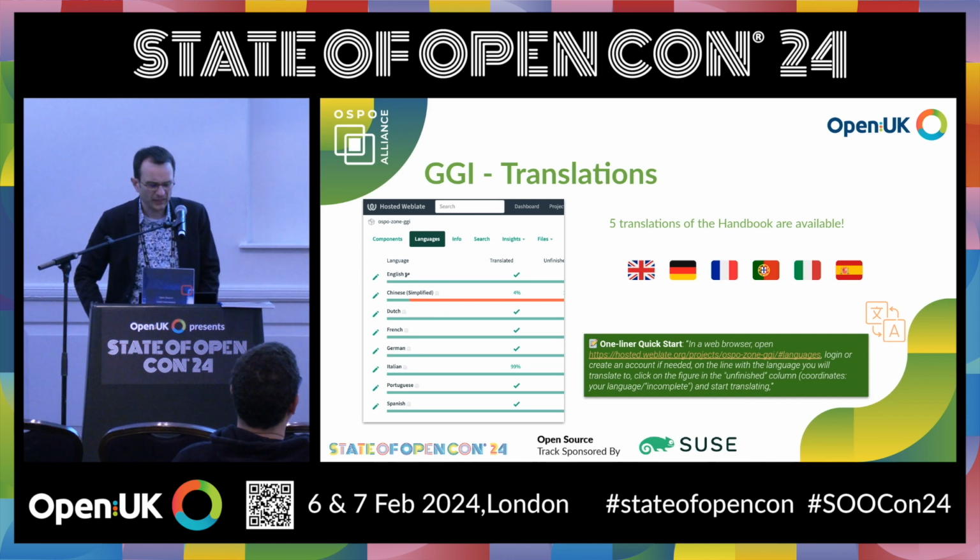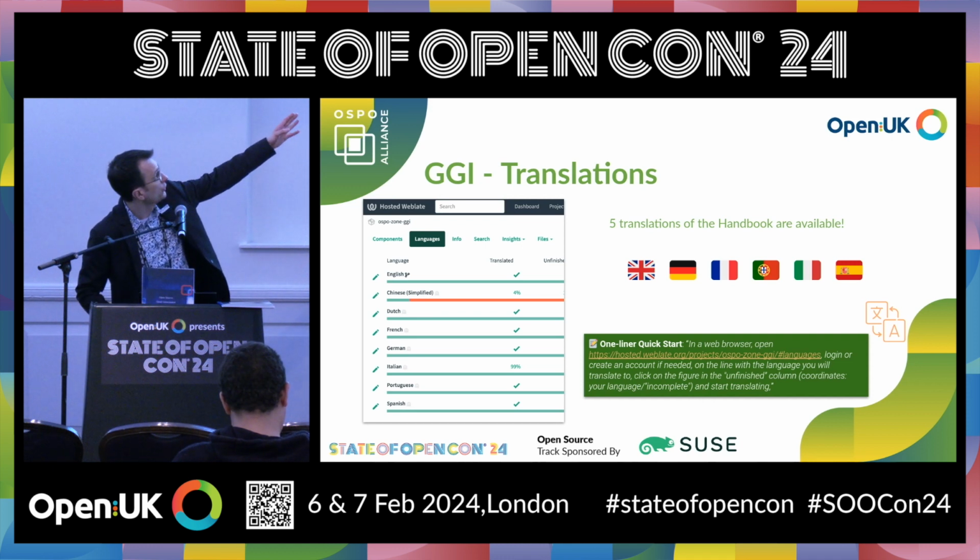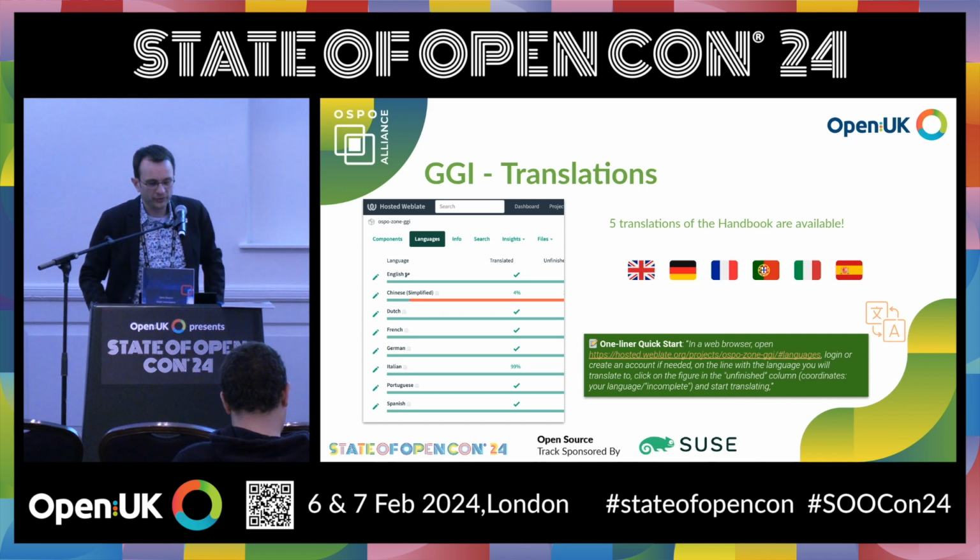So everything is available on ospo-alliance.org/GGI, and we are using Weblate for the translation. So if you know another language, you are welcome to help us. We've got a one-liner there to start. You just open this URL in the web browser, create an account if needed, choose your language, and then you're nearly good to go. So you can start translating without asking permission, but we would love to hear from you.